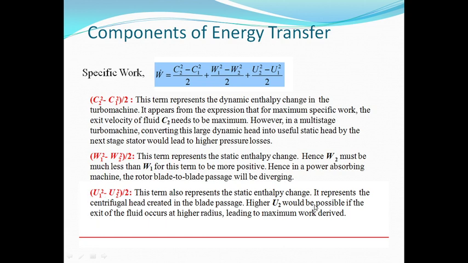As mentioned here, this depends on your diameter and the speed. However, a high U2 would be possible if the exit of the fluid occurs at high radius, leading to maximum work delivered. What it means is, if you take the air at low radius and deliver it at high radius, it gives you more energy. U2 is the exit, U2 means pi d2 n by 60. So suppose you are taking the fluid at low radius and delivering at high radius, you will have more contribution from this term. That's what we use in centrifugal compressors.